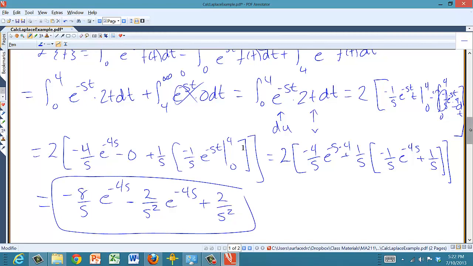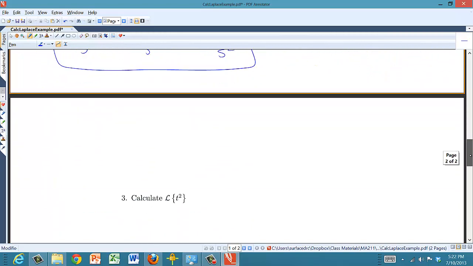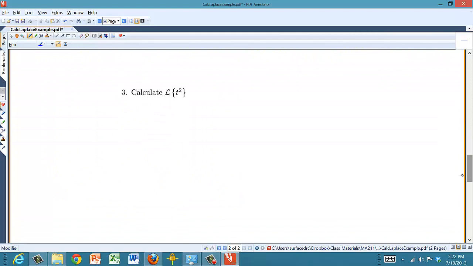Once again, it's a new function with independent variable s. So let's try one more. We need the Laplace transform of t squared. Laplace transform of t squared, by definition, again, that's the integral from 0 to infinity, e to the negative st times t squared dt. This one I want to do integration by parts again. I'm going to need to do it twice.